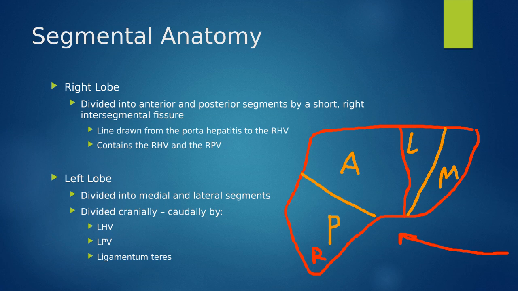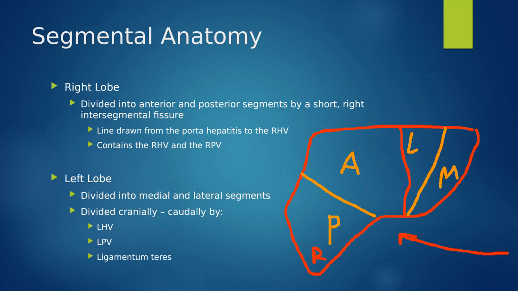That's one of those nuances you have to be aware of in terms of how we segment the right lobe and the left lobe. Let that piece together a little bit. These separations between the medial and lateral left lobe and the anterior and posterior right lobe are done by what we call intersegmental fissures. Within the right lobe, we get anterior and posterior segments by the right intersegmental fissure. In the left lobe, we get medial and lateral segments by the left intersegmental fissure.